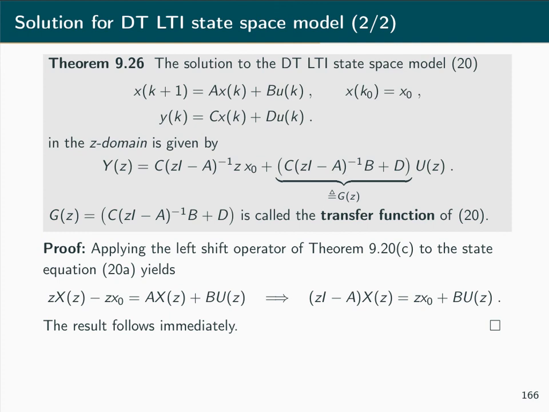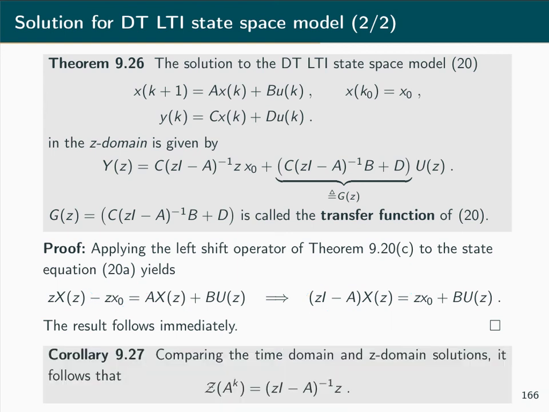Again, the proof of this result is fairly simple. All we need to do is to apply the Z transformation to the state equation of the state space model, which using the left shift operator in Theorem 9.20c yields that z times x of z minus z times x naught is equal to a times x of z plus b times u of z, where we can bring this term to the right-hand side of the equation and this term to the left-hand side of the equation in order to obtain this equation, where we now just need to multiply with zi minus a inverse to obtain x of z, and then we use the Z transformation of the output equation, so y of z is equal to c times x of z plus d times u of z to obtain the desired result.